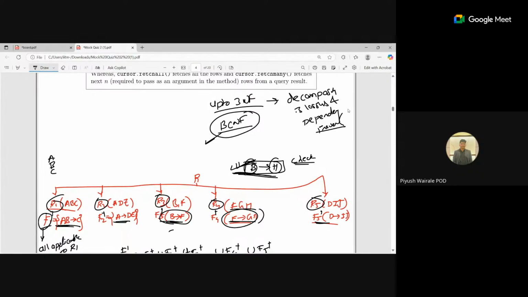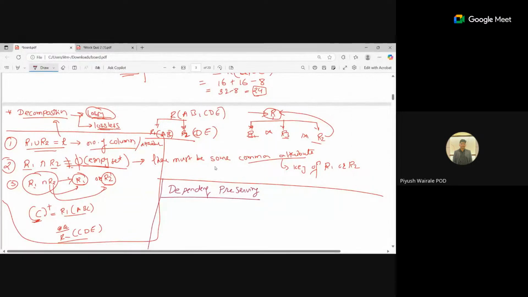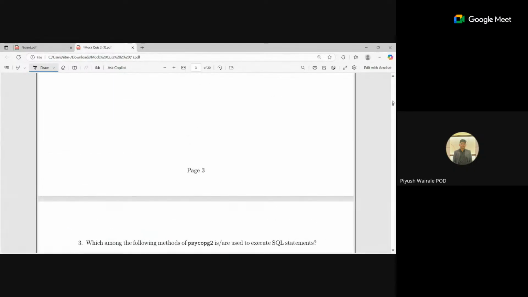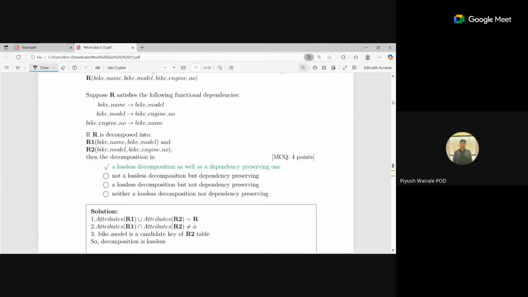Every decomposition must be lossless, right? And if it is in 3NF, then it must be dependency preserving. But in the case of BCNF, even if we decompose till BCNF, dependency may or may not be preserved. That we have to check. But once we decompose relation R to 3NF, we can ensure that the decomposition is lossless as well as preserving, because decomposition should anyway be lossless. So this is about dependency preserving. Please watch the tutorials and solve questions based on dependency preserving. Do we have any question here?